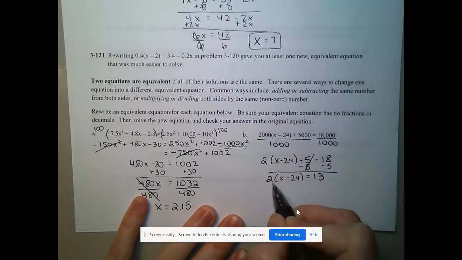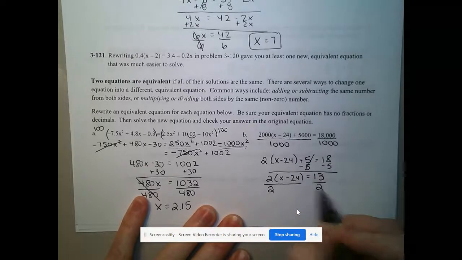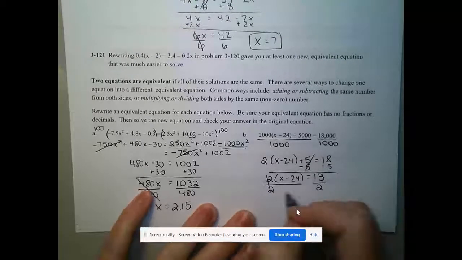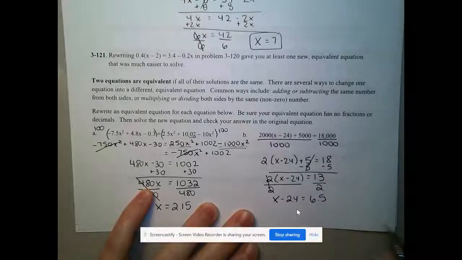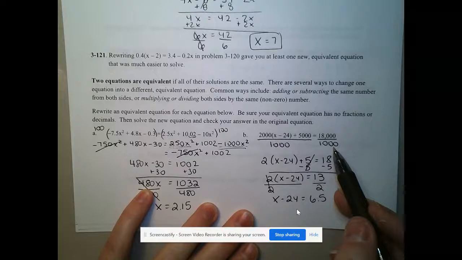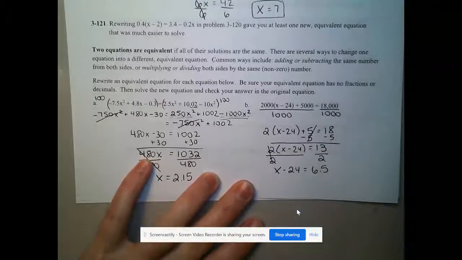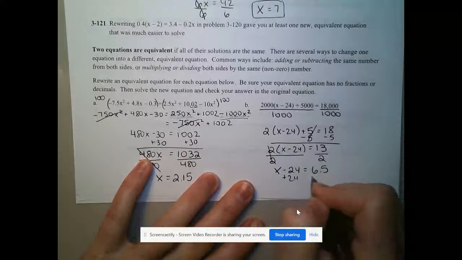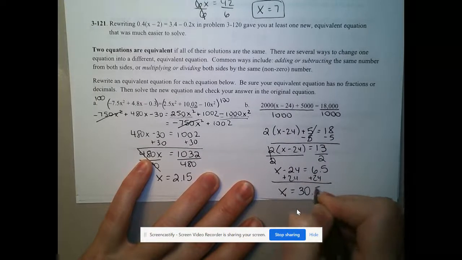And now instead of distributing the 2, we said that we could use the undoing method and divide the left side by 2, divide the right side by 2. X minus 24 equals 6.5. You also could go with fractions. The original problem didn't have fractions or decimals. Most kids prefer decimals, so that's all right. And then add 24 to both sides for an x equals 30.5.